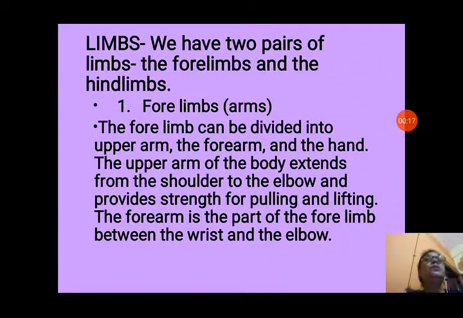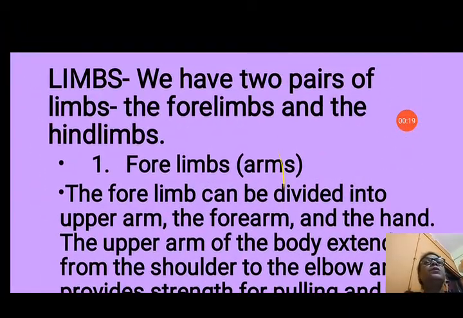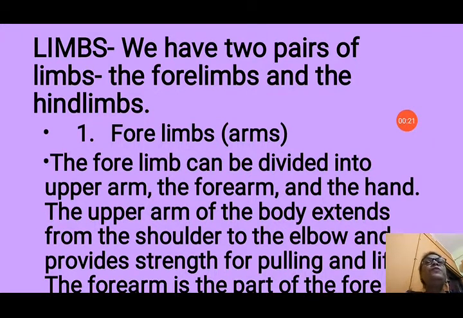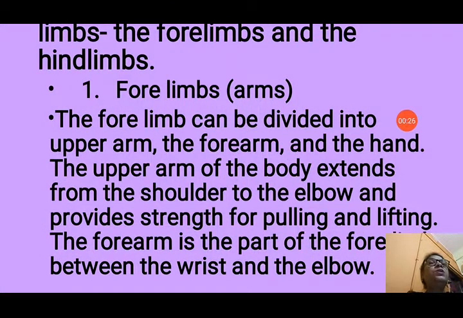So, limbs. We have two pairs of limbs, the forelimbs and the hind limbs. The forelimbs are known as arms. We use them for various purposes. The forelimb can be divided into the upper arm, the forearm, and the hand. There are three parts in the forelimb.